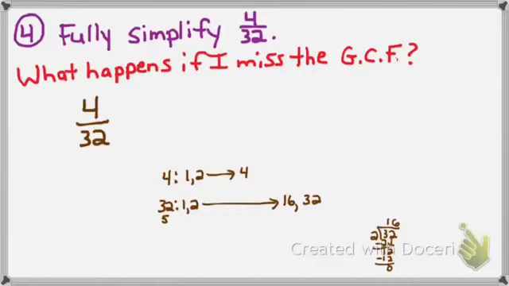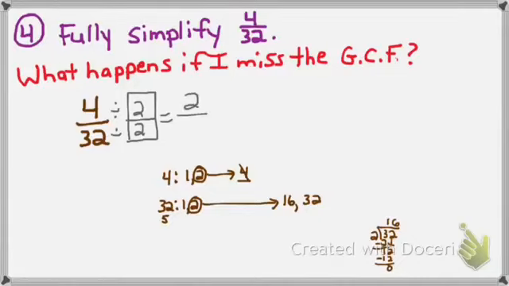Okay, so I have to find the greatest common factor. Do I see a 4 down there? No, I don't. Do I see a 2 down there? Yes, I do. So I think that my GCF is 2. So I'll put that in the window box, and I'll divide. I think everything is going along perfectly fine because I think I found all of my factors. 4 divided by 2 is 2. 32 divided by 2 is 16. So I say, great. 4/32, it fully simplifies to 2/16, and I'm done.